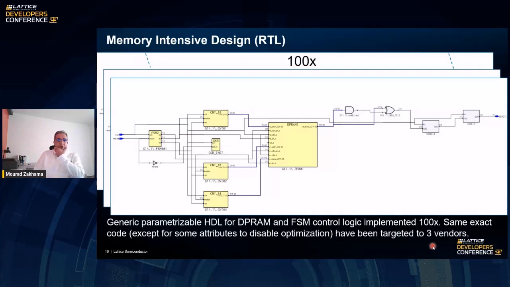So the first design is a memory intensive design. We have here a dual port RAM with some counters for generating the write address, the read address, and the data to be written into the memory. And we have an FSM that controls all these counters and access to the memory, and then the memory output goes to an output pin.